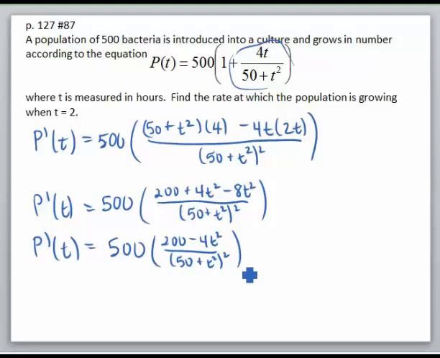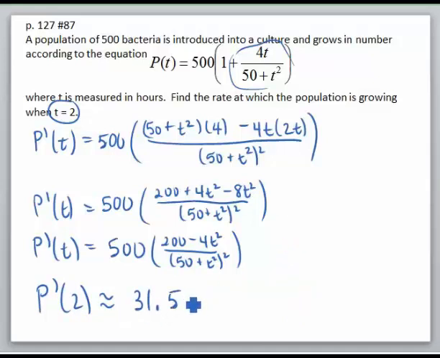And then what I'm really concerned with is when t is 2. So I'm going to plug in 2. And when you plug that into your calculator, please make sure that you get this, but you should get around 31.55, and that would stand for bacteria per hour.